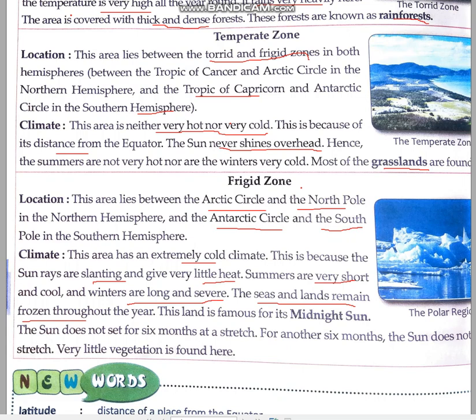This land is famous for its midnight sun. Midnight sun means the sun will not set for 6 months. Throughout 6 months it will experience day, and throughout 6 months it will experience night, because this zone is a freezing zone. Ice is available here, so very little vegetation is found here. So children, this is the explanation.